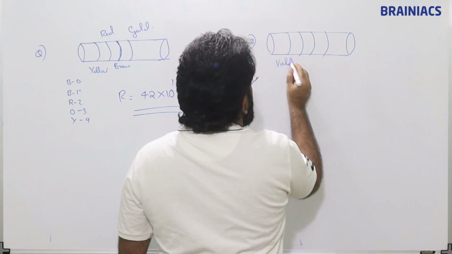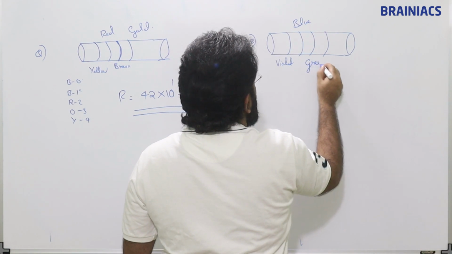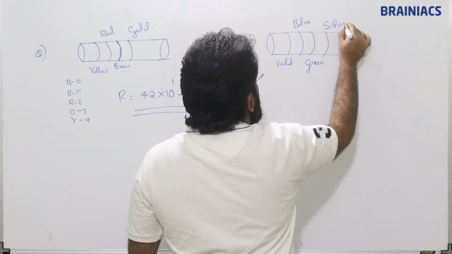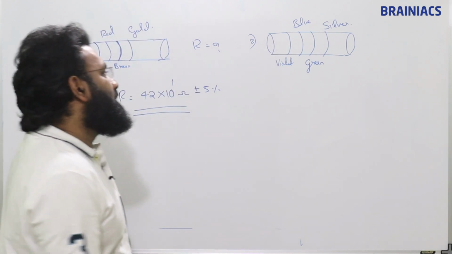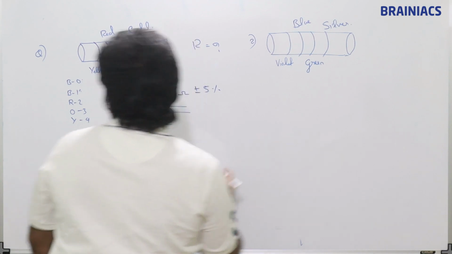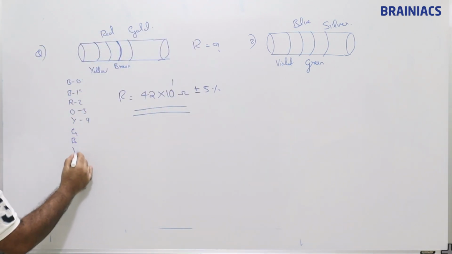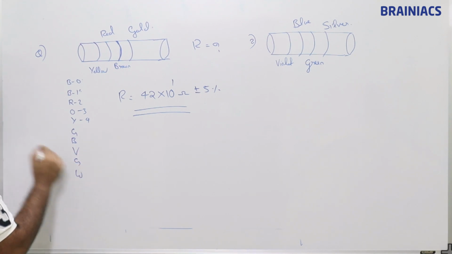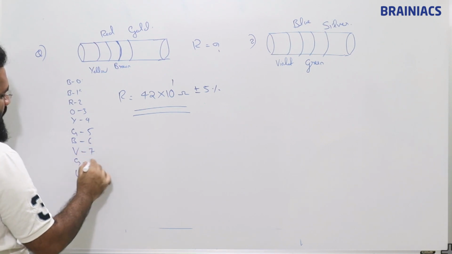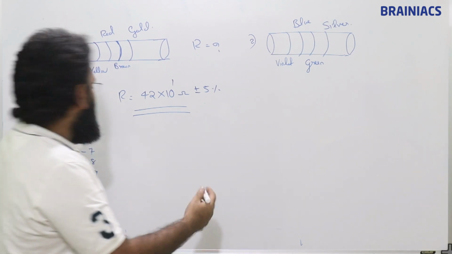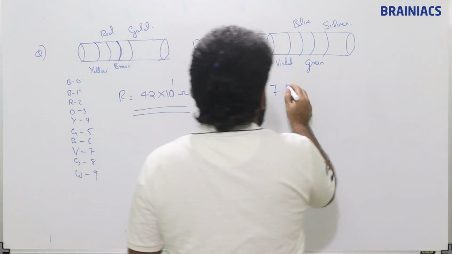So this is violet, blue, green, silver. What will be the resistance value? Violet, blue, green, silver. Using the mnemonic B.B. Roy of Great Britain has very good wife: 5, 6, 7, 8, 9. So violet is 7, and blue is 6.